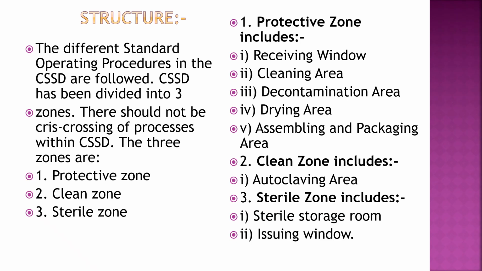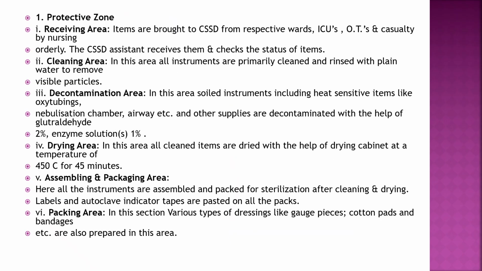The protective zone includes receiving window, cleaning area, decontamination area, drying area and assembling and packaging area. Then the clean zone includes autoclaving area. The sterile zone includes sterile storage room and issuing window. So here you can see in detail the protective zone. First is the receiving area. Items are brought to CSSD from different wards, ICU, operation theaters.